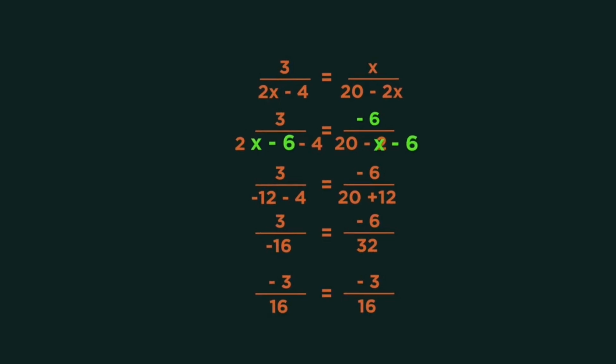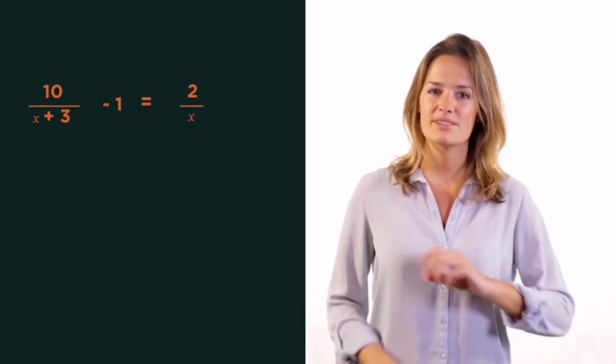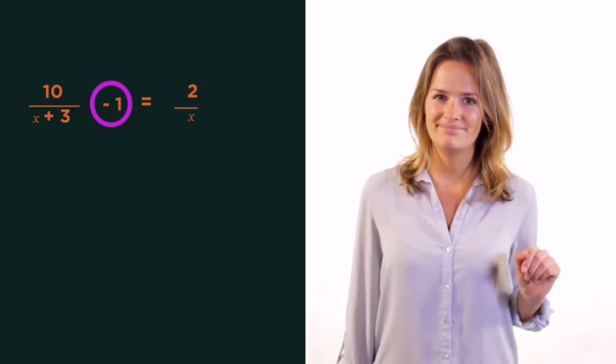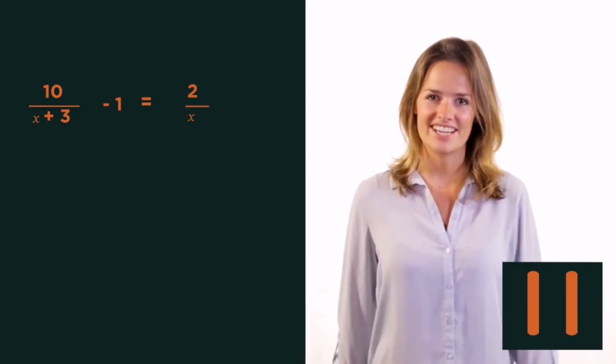We should also do the same for x is negative 6. So here's one last question for you to do. Remember how I said you must multiply everything by the denominators? Don't forget the negative 1. Pause the video, solve for x and click play when you're ready to check.